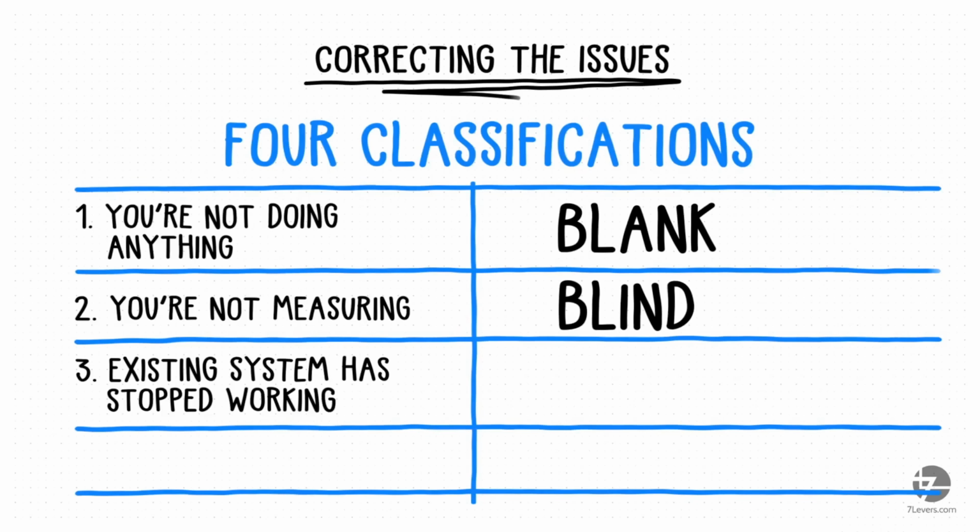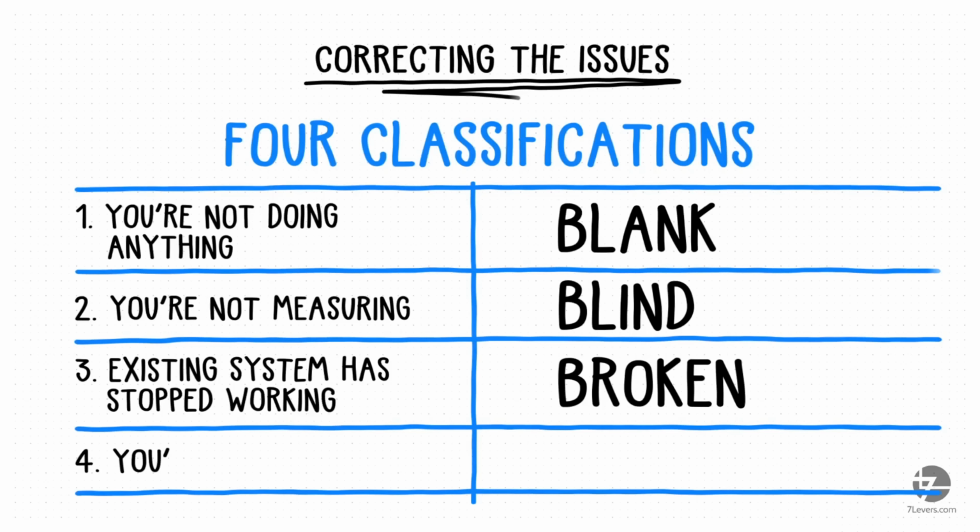Whatever has caused this, if you identify something where there is an existing system that has stopped working, then that we label as broken. And finally, the fourth classification of issue that you might find is not really an issue, but it's where, as you've worked through, you're capturing your actions, you're calculating your values, and you've had a new idea, a way to improve an existing system or an existing activity.